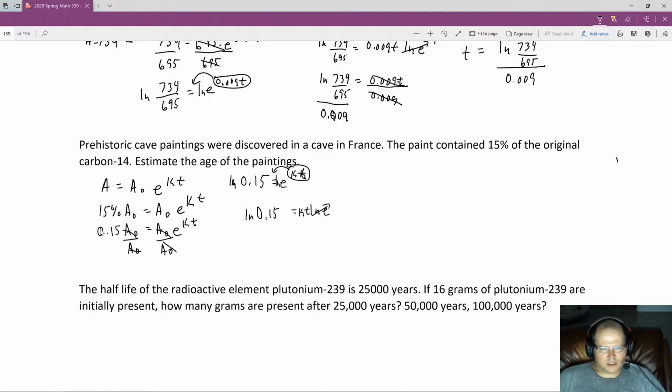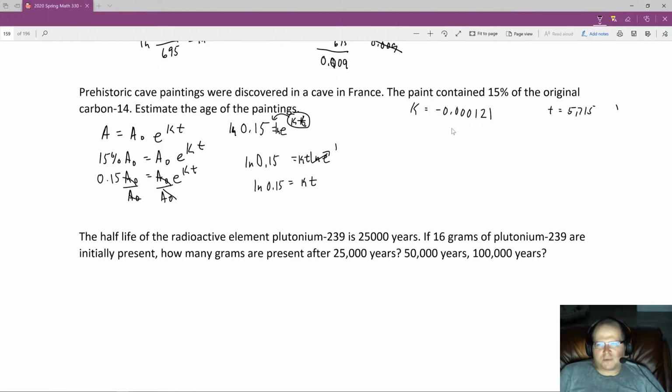Next, natural log of e turns into a 1, so we end up with the natural log of 0.15 is equal to kt. There's two pieces of information that could have been given here. One is they could say the half-life was 5,715, which would allow you to solve for k, and when you solve for k, you get negative 0.000121. So I'm going to assume that he's not going to make you solve for this. I did an example of that in the homework where, given a half-life, you can solve for k. I'm going to assume that k is going to be given.